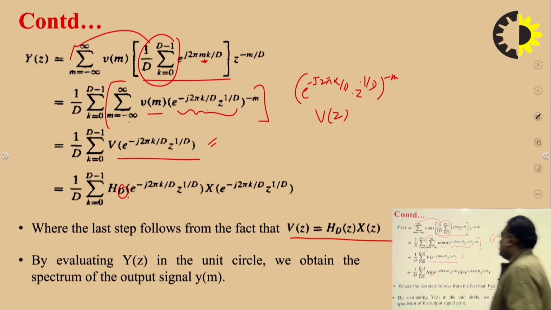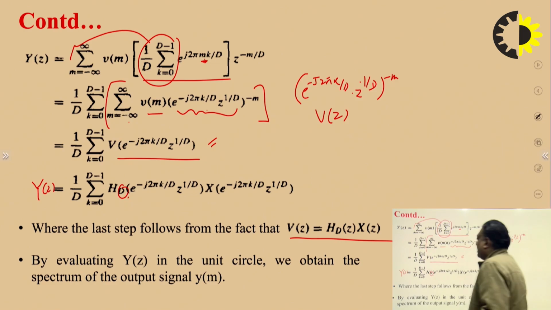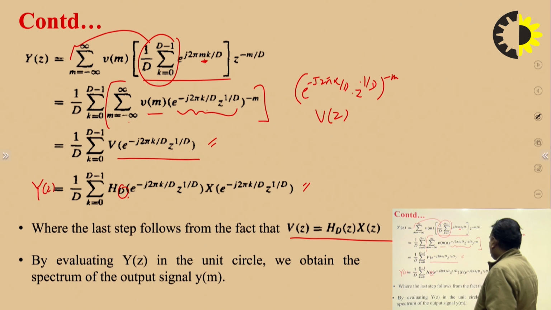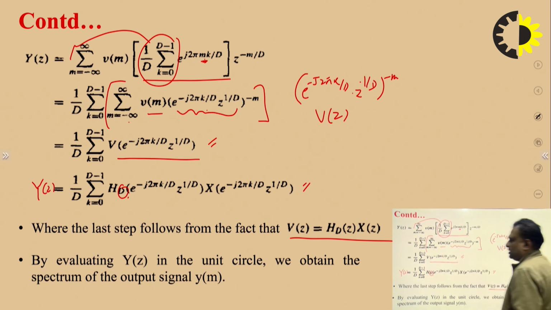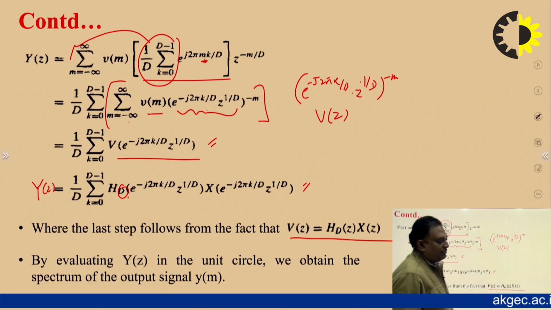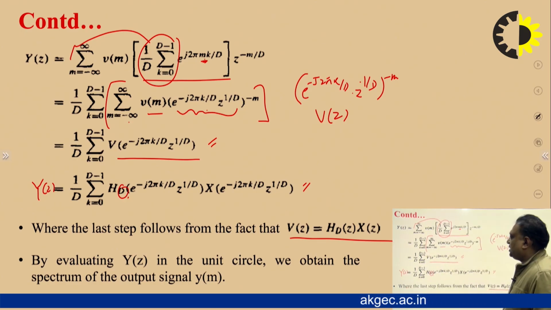Because we are interested in finding the spectrum of the output signal, and this is the Z transform, what is the relationship between the Z transform and the spectrum? Because we are using a discrete time signal, if you calculate the DTFT, then you will get the spectrum. How do you get it? You know z equals r e to the power j omega, but in this case r is equal to 1.